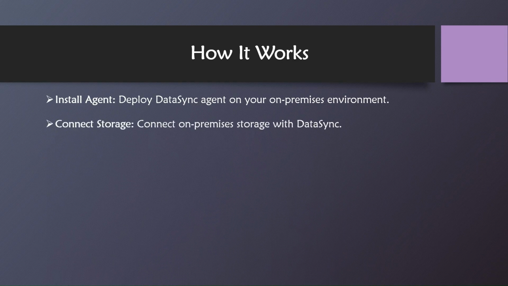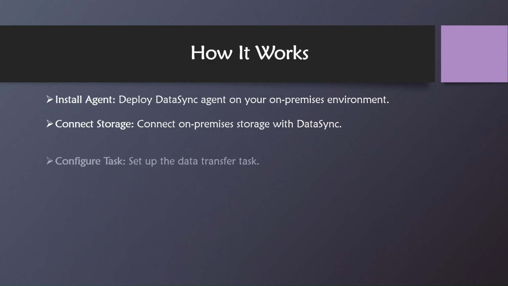Next, it will connect to the storage. After installing the DataSync agent, you need to connect your on-premises storage to AWS DataSync. This typically involves configuring your storage systems to interact with DataSync. You will also need to specify the AWS services to which you want to transfer the data.